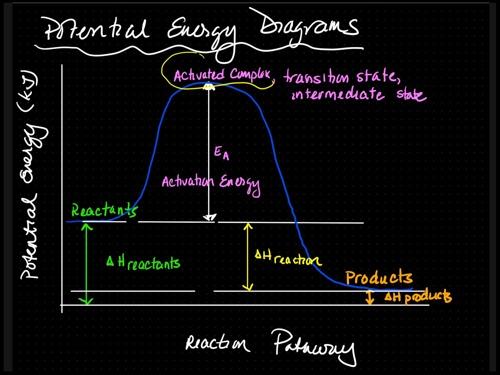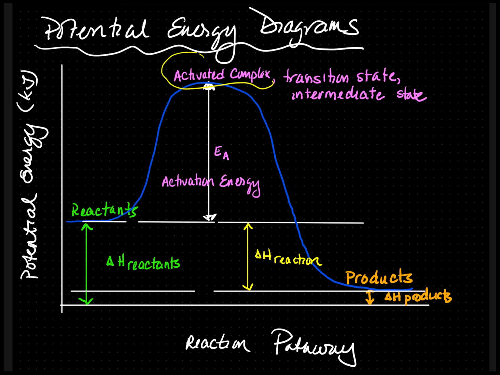the intermediate state. This is the point in which molecules collide with proper orientation and have met the minimal activation energy. The activated complex, transition state, or intermediate state is very brief. It doesn't last a very long time. We can measure all the energies of the reactants, the reaction, the products, and the activation energy through this diagram.